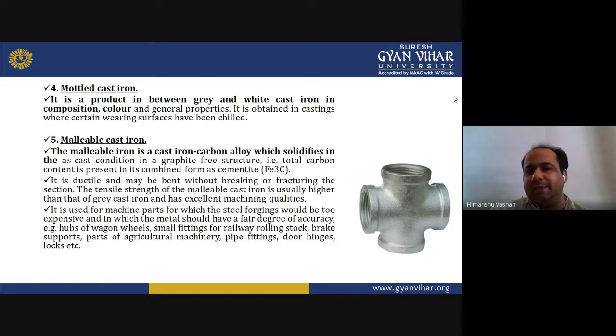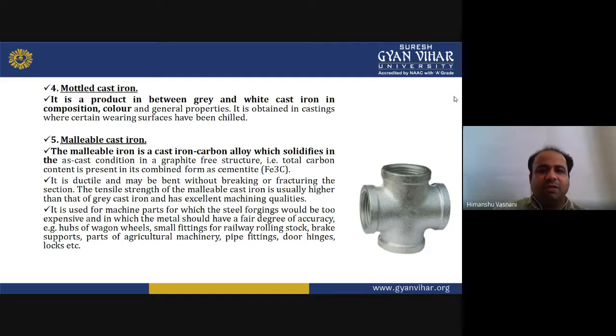Now, malleable cast iron. Malleable iron is a cast iron carbon alloy which solidifies in as-cast conditions in a graphite-free structure, and its total carbon content is present in the form of cementite. So it is ductile and may be bent without breaking or fracturing the section. A very nice property of malleable cast iron. The tensile strength of malleable cast iron is usually higher than that of gray cast iron, and it has excellent machining qualities.